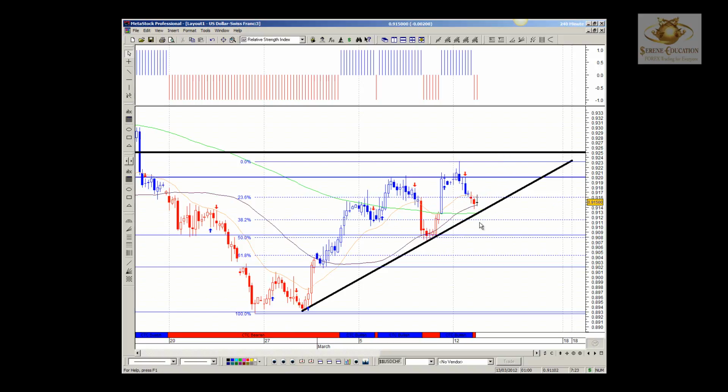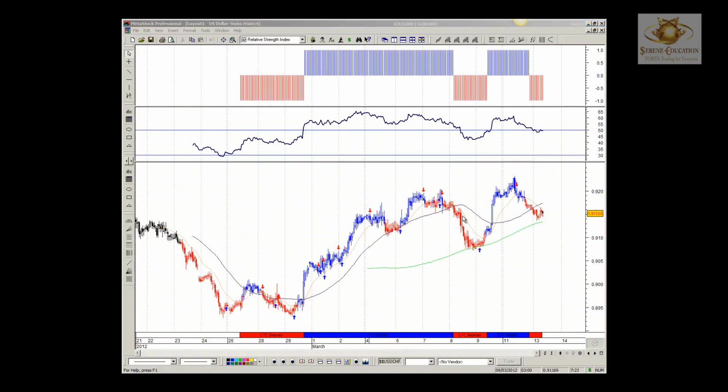Failure there, and we saw bearish engulfing at this area, a clear break below the institution moving average. Then we should be looking at 38.2, 50, 61, etc. to the downside. Hourly chart.